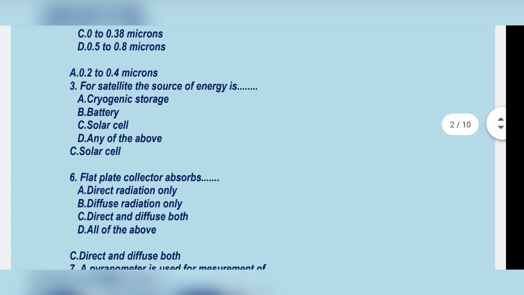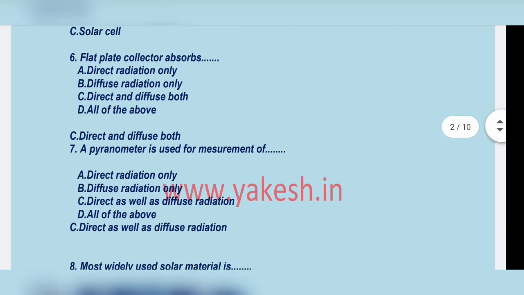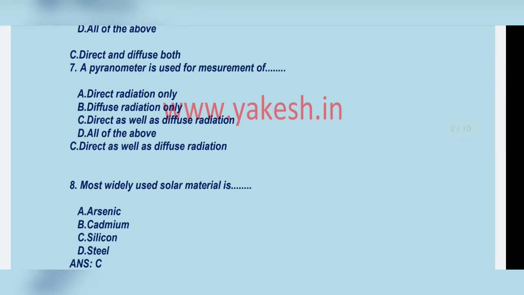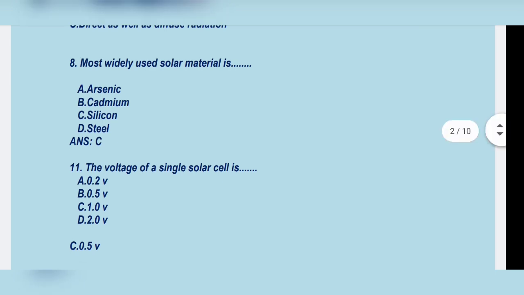For satellite, the source of energy is called solar cell. Option C. Flat bed collector absorbs direct and diffuse both. Option C. A pyranometer is used for measurement of direct as well as diffuse radiation. Option C. Most widely used solar material is silicon. Option C.